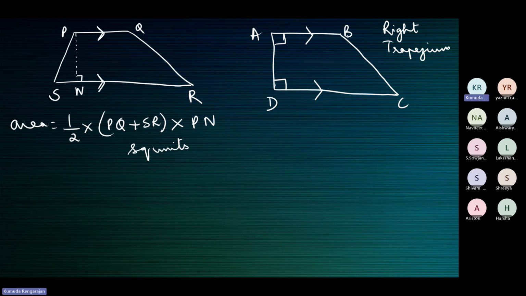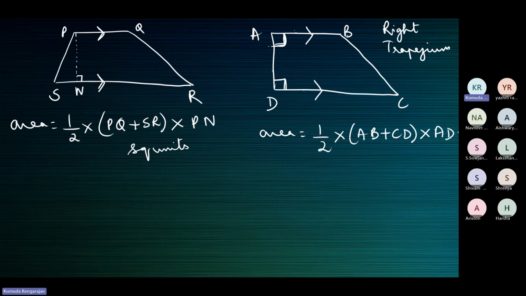AD and DC at right angles. Also DA and AB. Between these two sides, you can see the right angle here. Between these two sides, you can see the right angle here. So area of this right trapezium is equal to half into sum of the parallel sides, AB plus CD, into the distance between them. The perpendicular distance is AD itself.